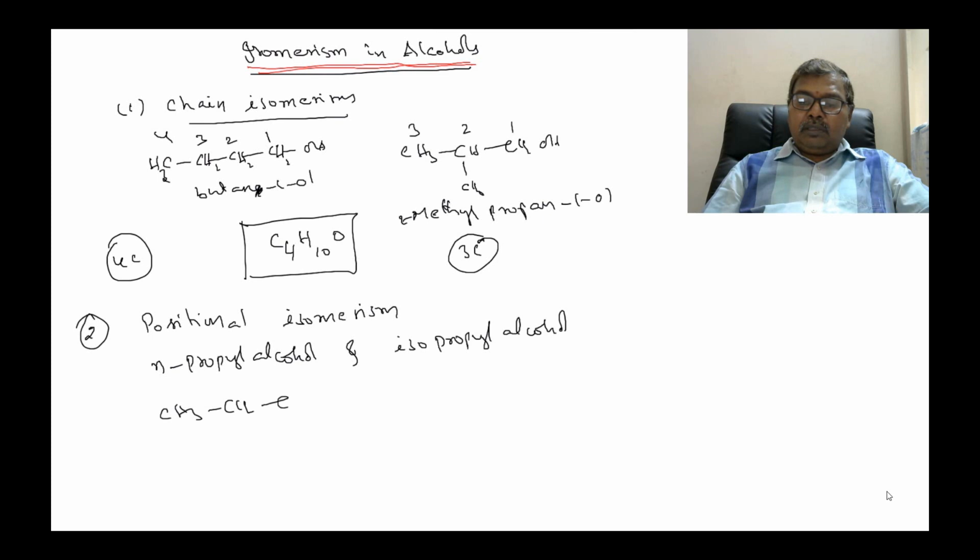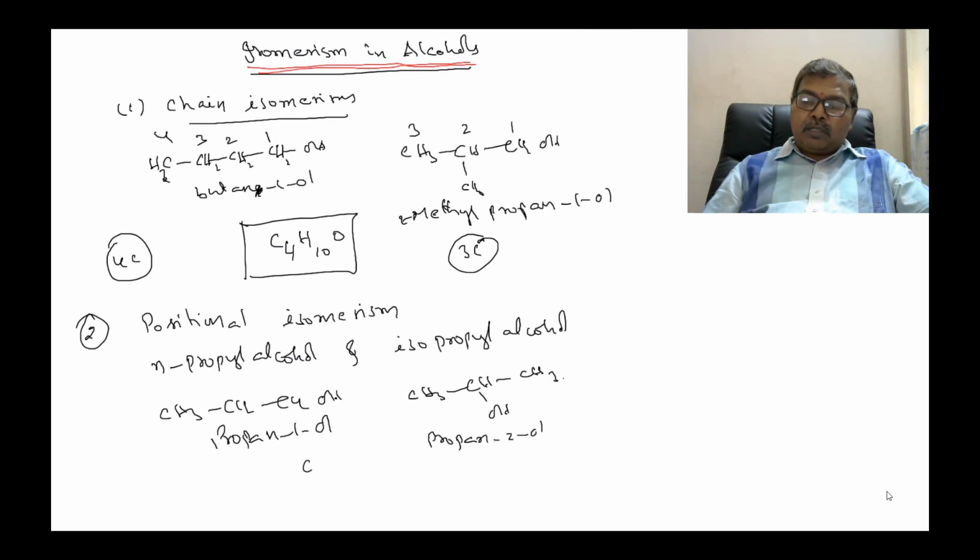CH3CH2CH2OH and CH3CHOHCH3. This is propan-1-ol. This is propan-2-ol. These two compounds have the same molecular formula and differ in the position of the OH group. Therefore, they are examples of positional isomers. They are examples of positional isomerism.